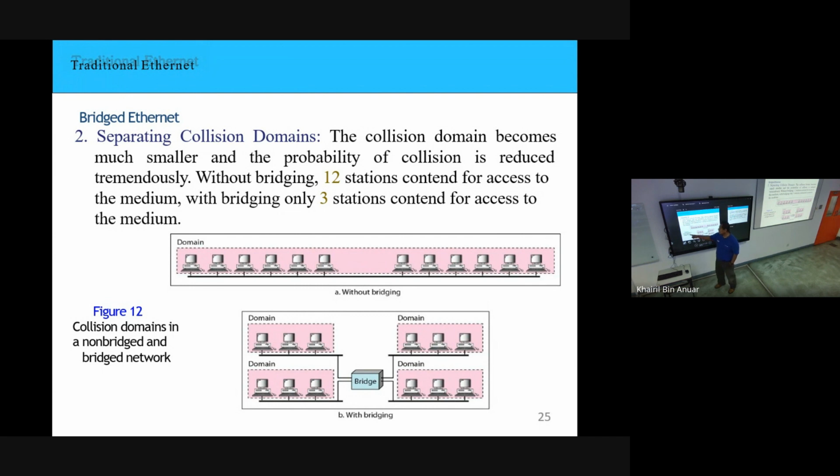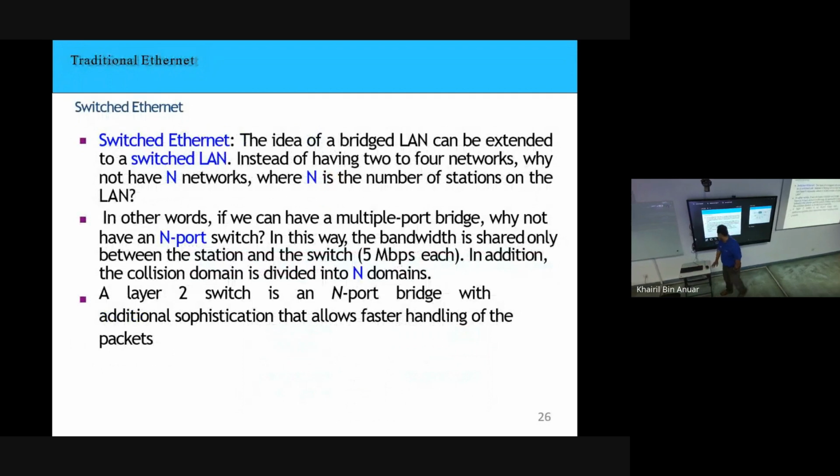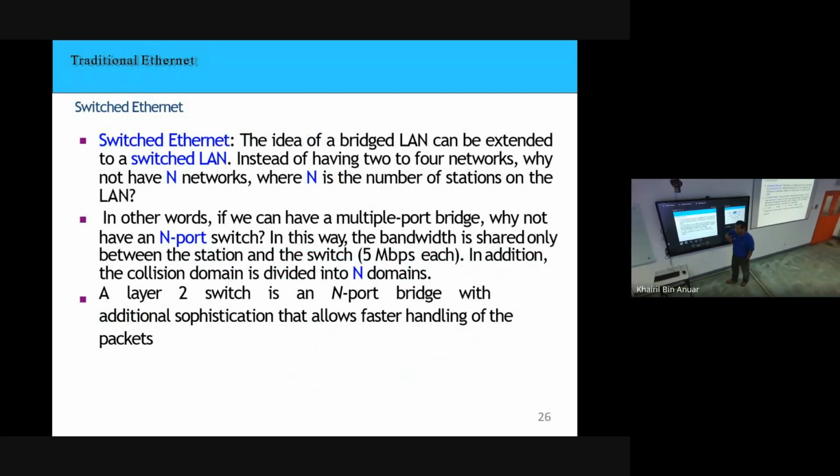So this shows the collision domain in a non-bridged and a bridged network. This one is without a bridge and this one is with a bridge, which we configured into 4 different segments or domains. So a bridge will help to separate the bandwidth, but you can further improve it by using a switch.